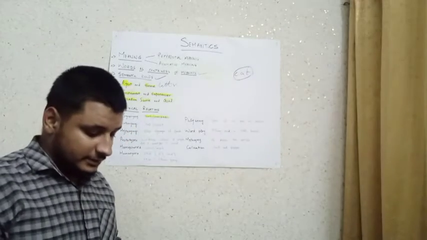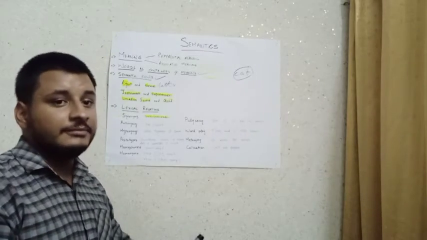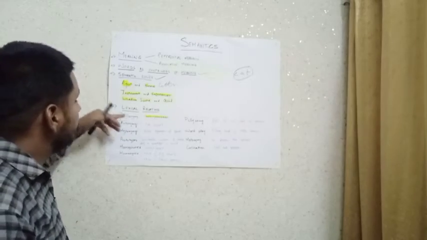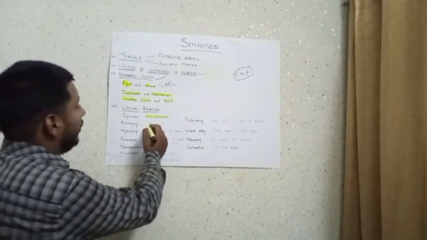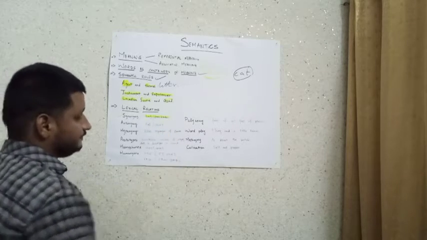Now coming toward antonymy. Antonymy is the type of two words having opposite meanings. It is basically the opposite of synonyms. For example, the antonym of tall is short.